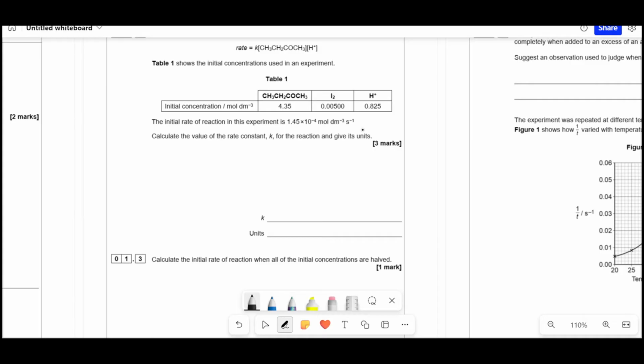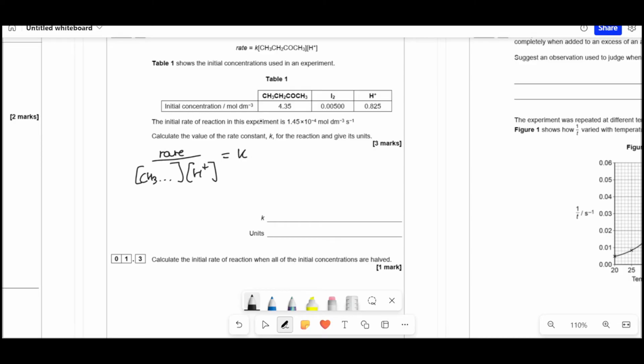So generally speaking, don't put the numbers in straight away. Rearrange the formula first, then put the numbers in, because if you've got an examiner who's marked like 2 million papers, they're not going to look through your scrawly handwriting and miss incorrect numbers to try and give you method marks. Just don't chance it. So rate equals this whole thing. If I'm going to rearrange this to get k, we need to divide by this and divide by this. So rate divided by the concentration of CH3CH2COCH3 and H+ is going to equal k.